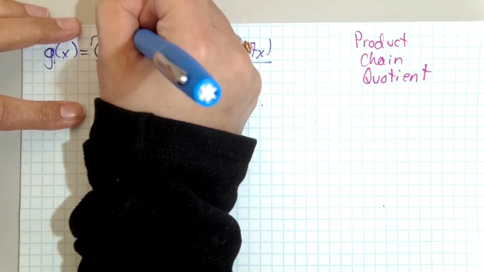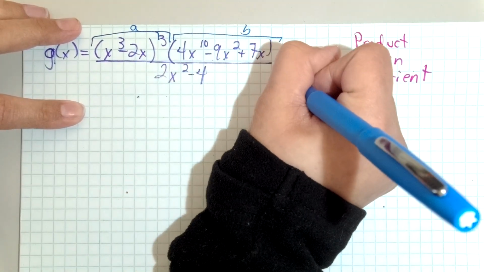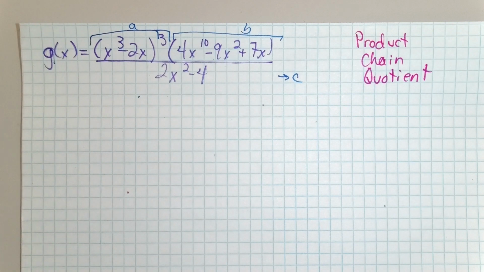I'm going to label that A. I'm going to label that B. And I will label the denominator C. We'll get back to the quotient rule and the product rule in a minute, but we're just going to label this A, B, C. And we're going to treat them as 3 separate derivatives, not together.